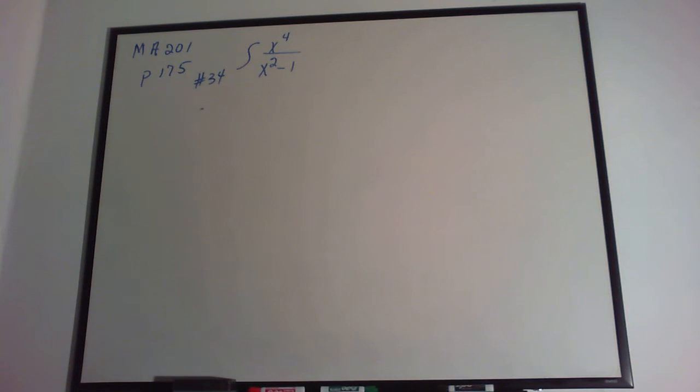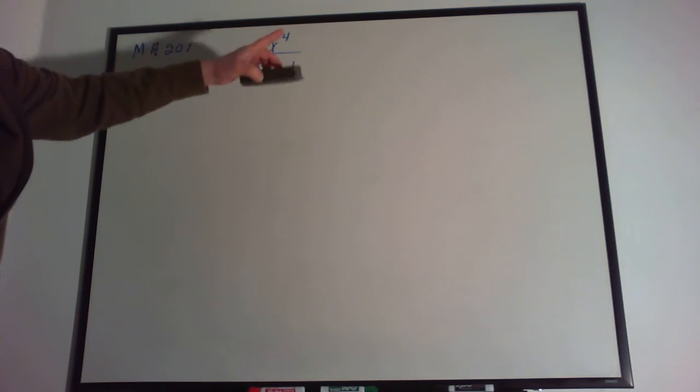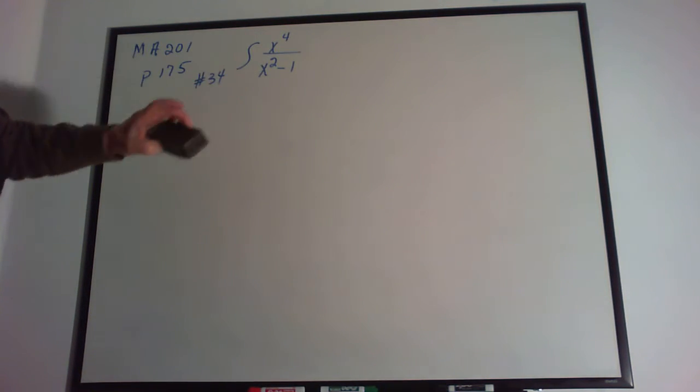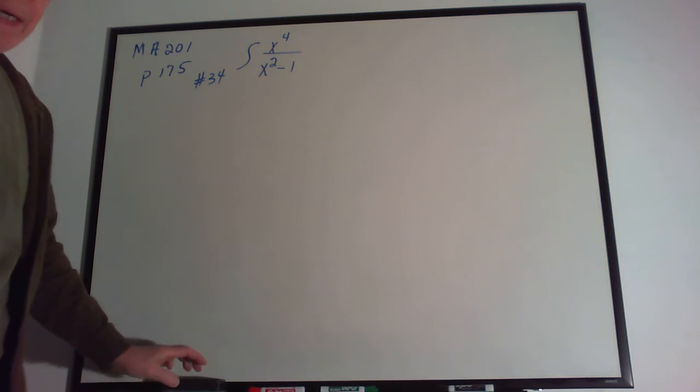All right, turn to page 175, number 34. The numerator is larger than the denominator, so it's an improper fraction. So divide the numerator by the denominator. Pause the video and give it a try.